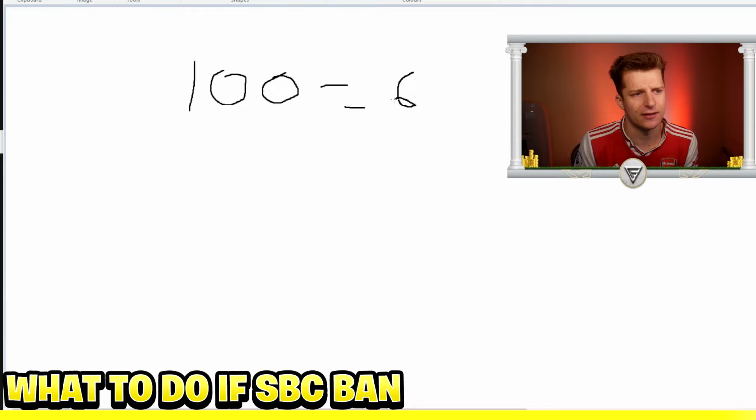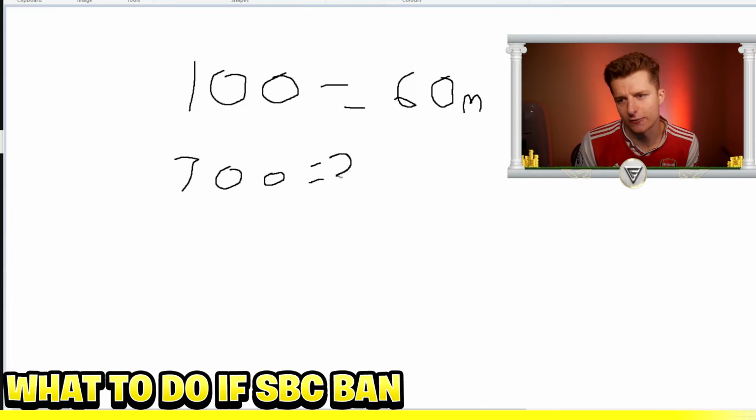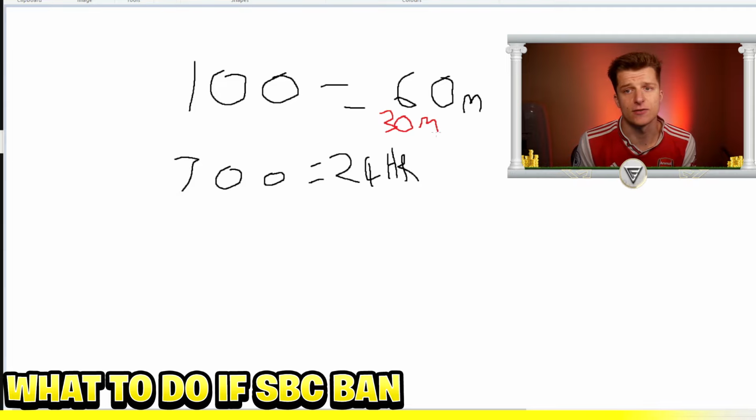We don't know the exact numbers because EA does not say. But you can do 100 SBCs every 60 minutes. You can also probably do around about, I think it's about 700 SBCs every 24 hours. Because what ends up happening is if you go and do your 100 SBCs in, let's say, 30 minutes, now what's going to happen is you're going to have to wait 30 minutes till you can go and do another 100 SBCs. That's because, again, this game works on limits.